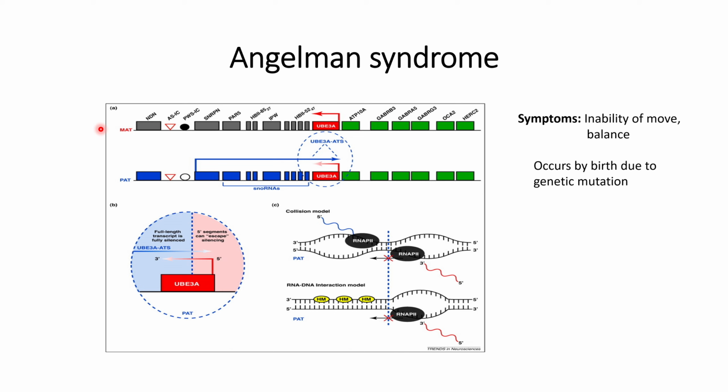So what happens in this case is that children receive one chromosome from the mother and one chromosome from the father. So this mat represents the maternal chromosome, from the mother, and pat represents the chromosome from the father, or paternal.